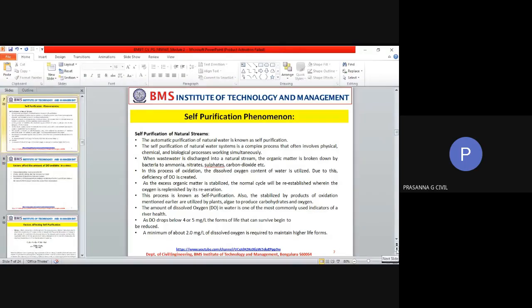For that, we use the term self-purification phenomena. See, at some places where you have seen streams or rivers, especially in semi-rural areas, you might have seen people disposing of things. You will see a lot of cattle washing going on. People will be washing their clothes by the riverside. But after a few meters from where all this activity is happening, you will see that the water has regained its freshness and looks more aesthetic and better.